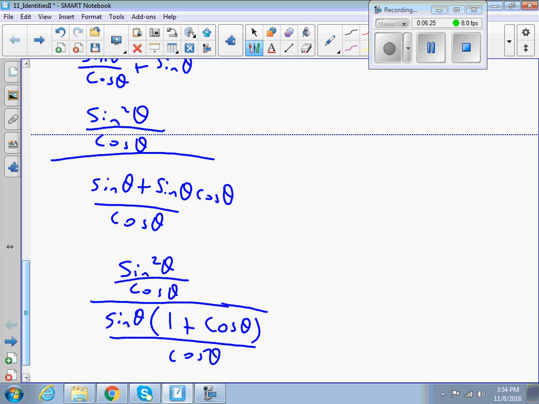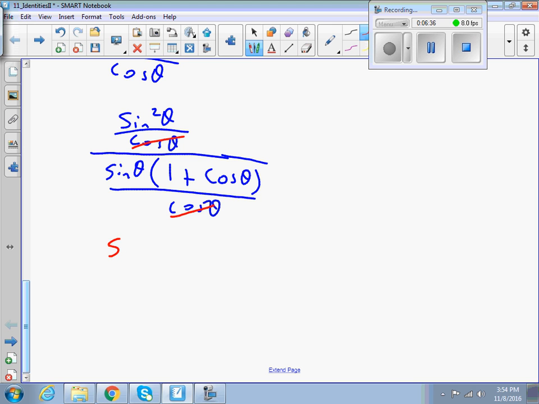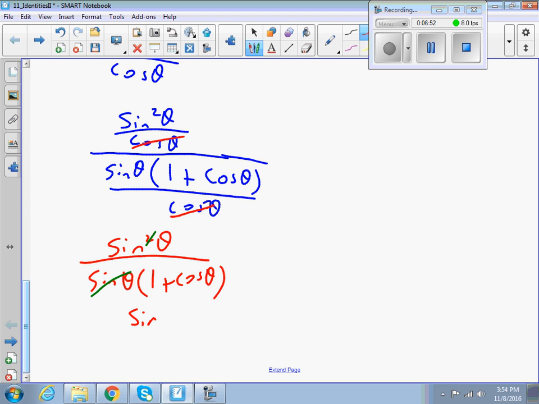So what can I do now? What do you notice? That the cos thetas cancel out. So we are left with sine squared theta over sine theta times 1 plus cos theta. Now again, the square cancels out one sine theta, so we are left with sine theta over 1 plus cos theta. So that's what I got on the left-hand side of my identity.